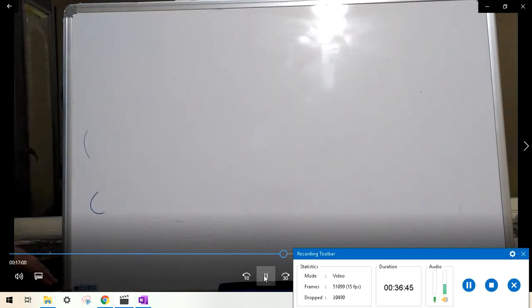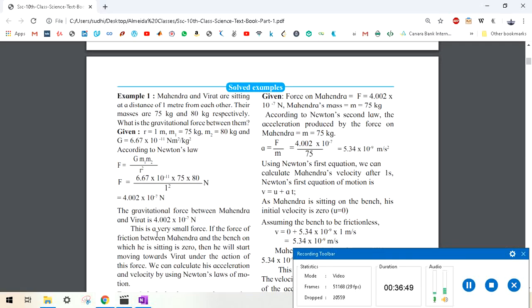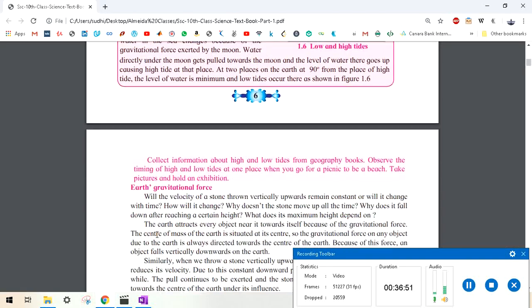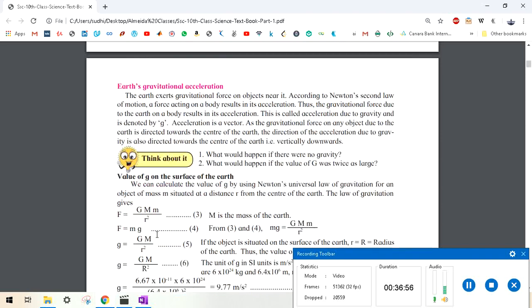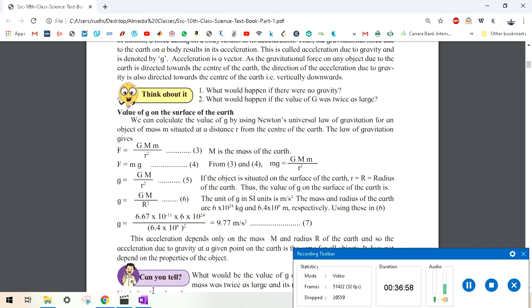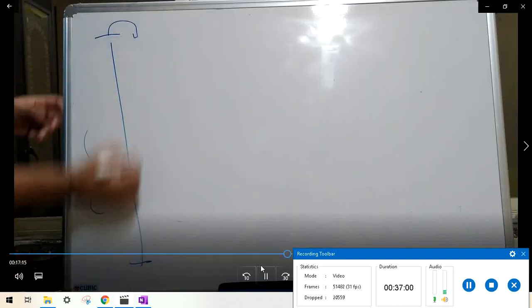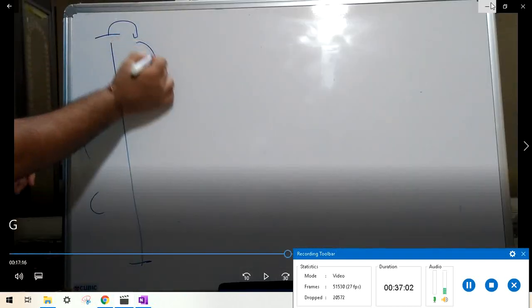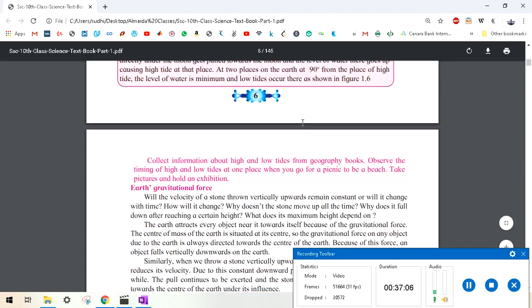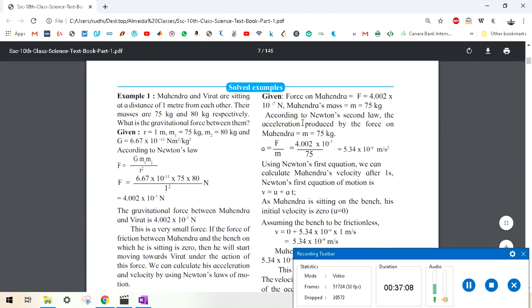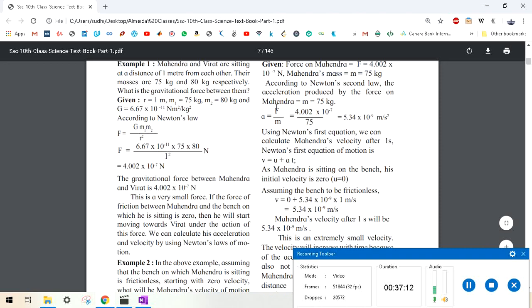Now if you go to page number 8, there is a topic called Earth's gravitational acceleration. So what is acceleration? You might see, if you drop an object from some height, the object... Okay, so I hope you have understood the questions. Great, this we have understood.